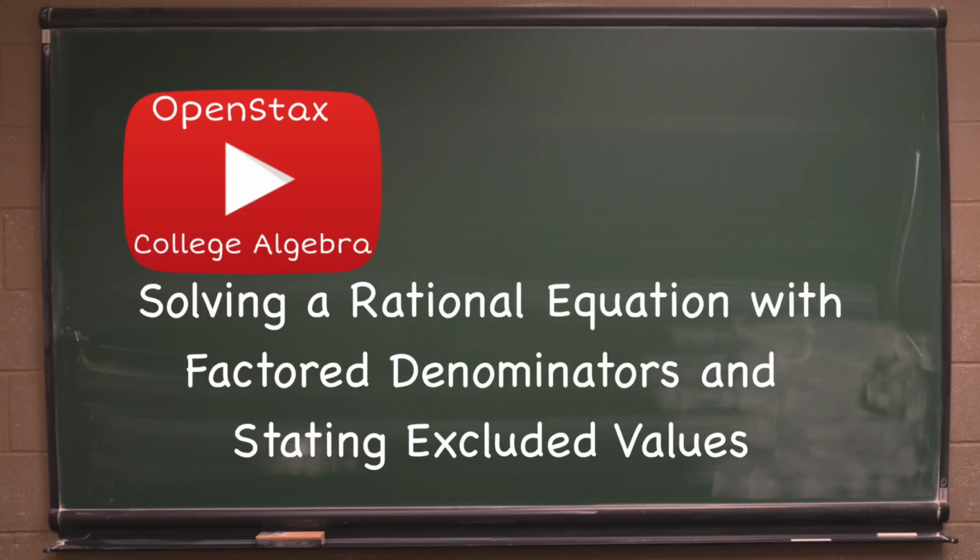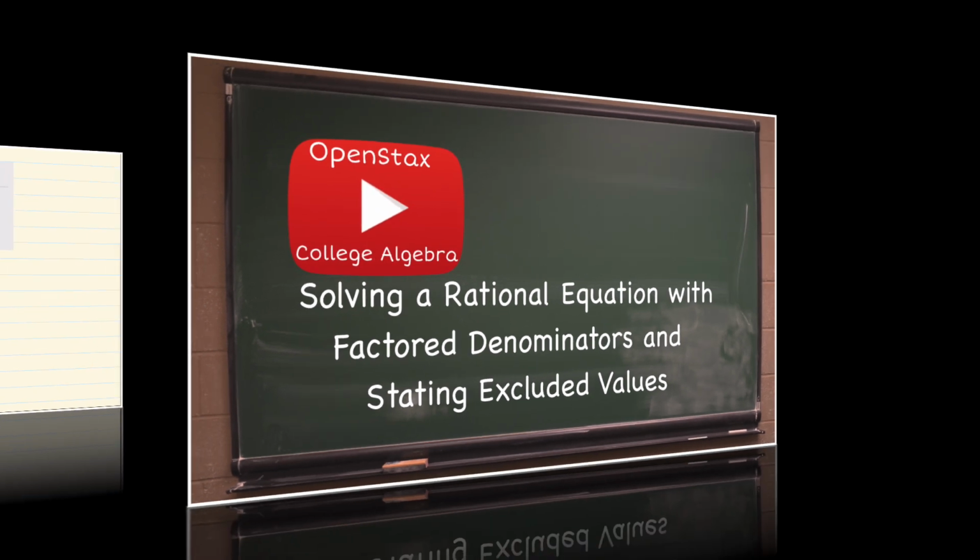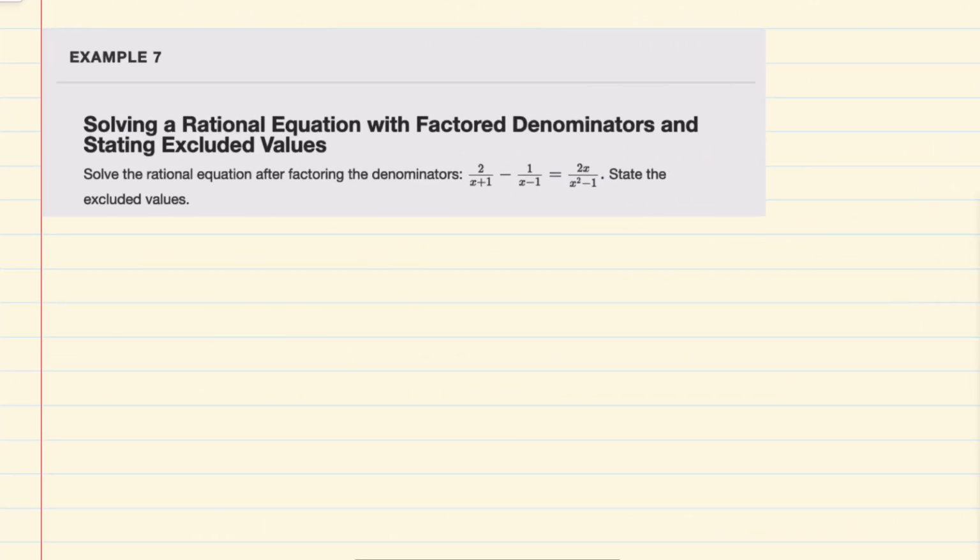In this video, I'll be helping you with the math topic called solving a rational equation with factored denominators and stating excluded values. We'll be using this example from the OpenStax College Algebra textbook, where we are asked to solve this equation after factoring the denominators.